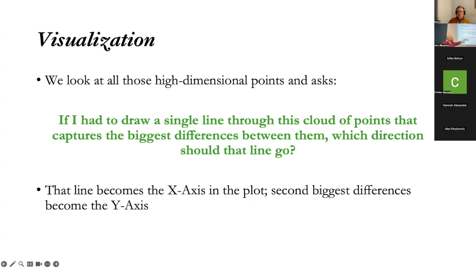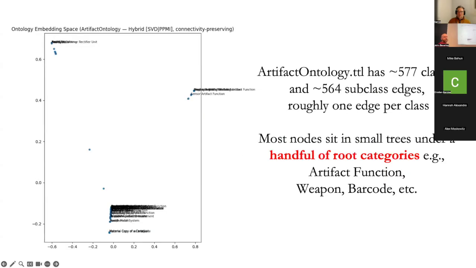So that line, the biggest differences, became the x-axis, and the second biggest became the y-axis. And this is what I came up with. Now I'll note I just ran this again, which is even more interesting. I'll pull up the results I got in a second to contrast with this because they shouldn't be the same. I'll explain why in a second, but I do want to point out this is what I ran last night.